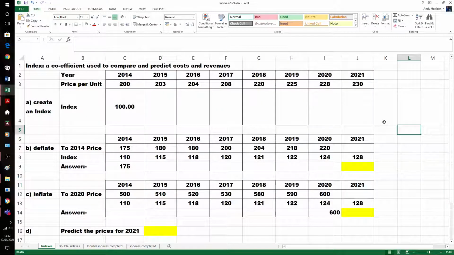Hello accounts people, time to have a look at some indexes. So we'll have a look through creating an index, deflating, inflating, and we'll do some predictions, and we'll move on to double indexes afterwards.